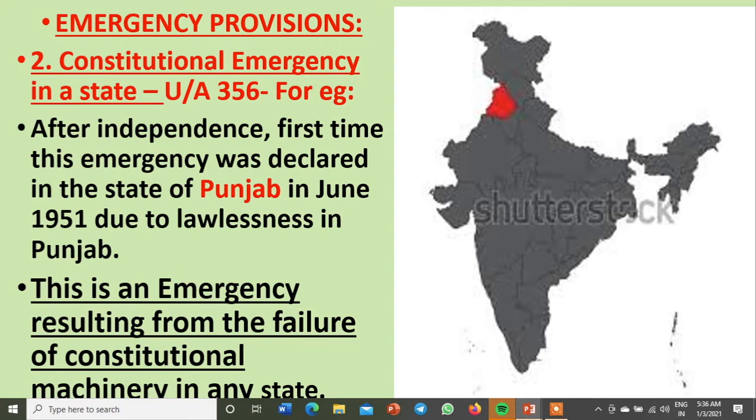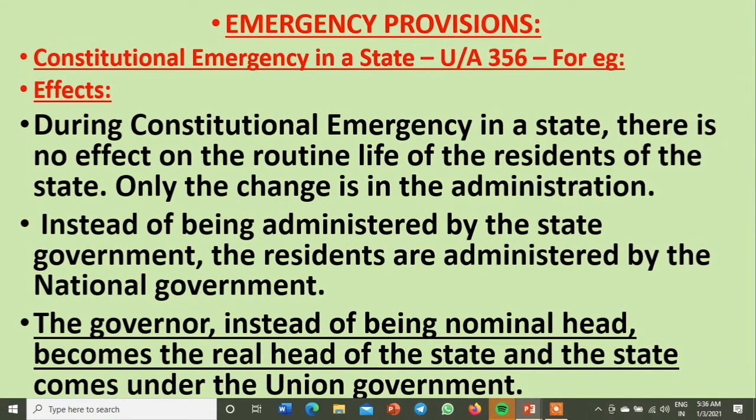This is an emergency resulting from the failure of constitutional machinery in any state. Now, the effect of this emergency is that during constitutional emergency in a state, there is no effect on the routine life of the residents of the state.